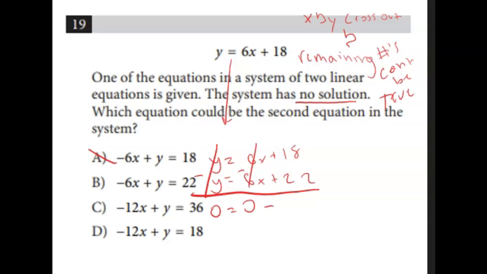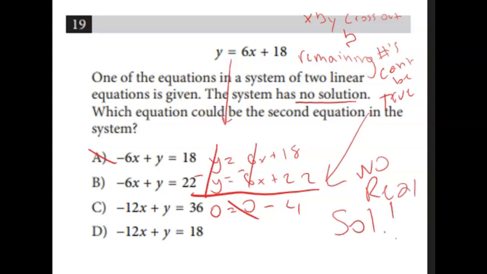We're going to get a negative, what is that, negative 4? So we're going to get 0 equals negative 4, but 0 doesn't equal negative 4. So therefore, it's not true. The x's and the y's crossed out, and the remaining numbers are not true. So B has no real solutions. So B is the correct answer.